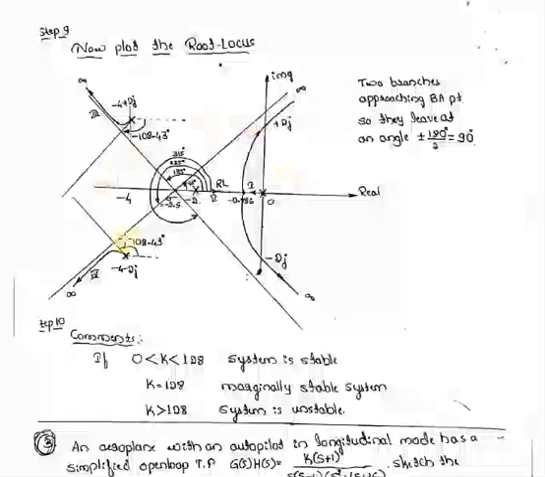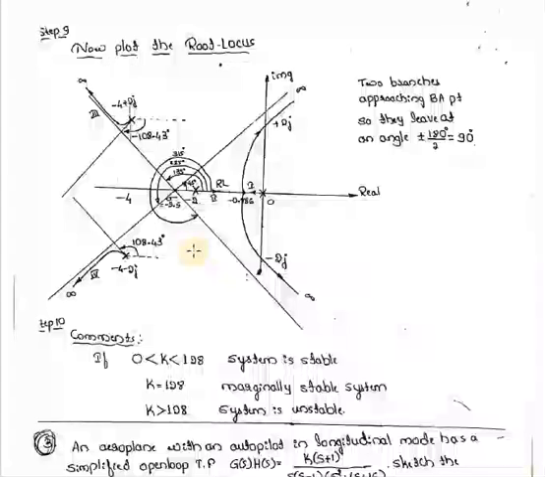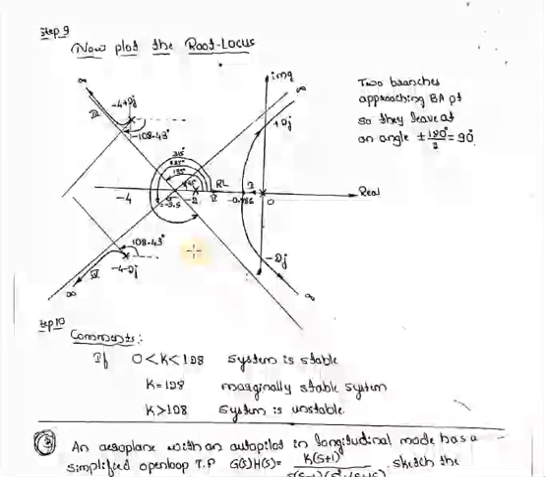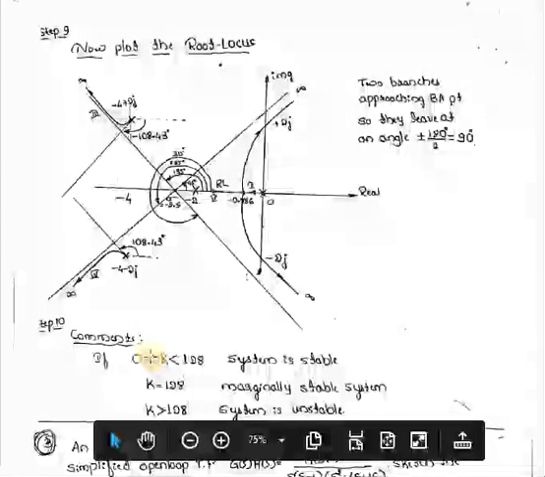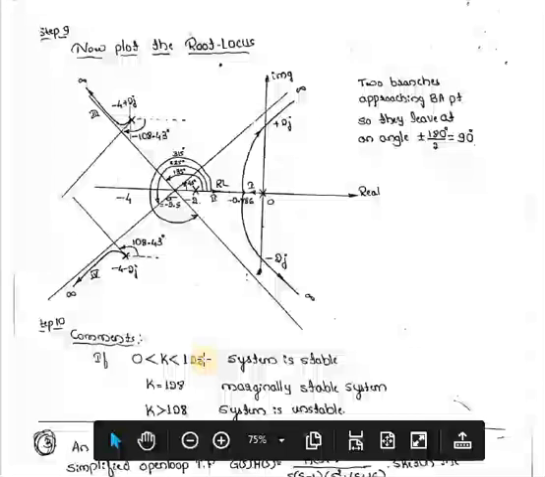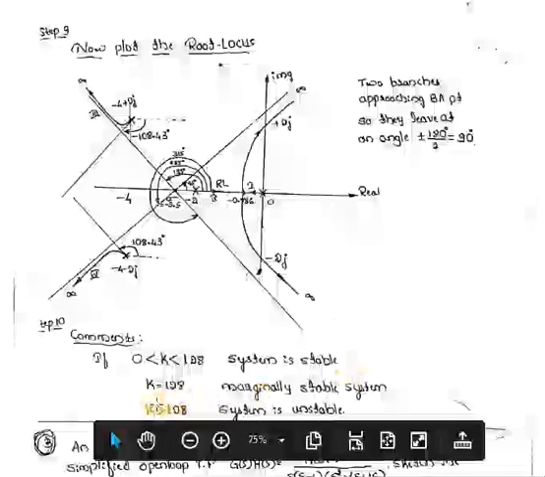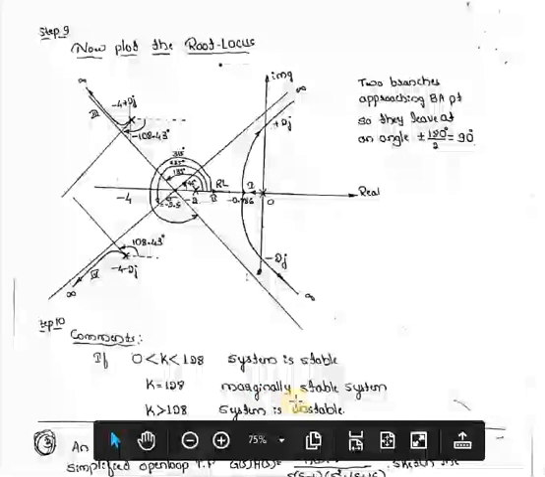Okay, so this is the complete plot of the root locus. After that, the last step is you need to comment on its stability. So if the k value is greater than 0 and less than 128, the system is stable. If k equals 128, marginally stable. If k is greater than 128, the system is unstable.